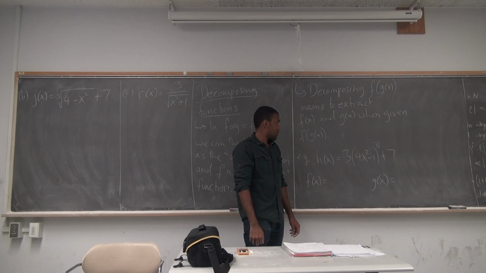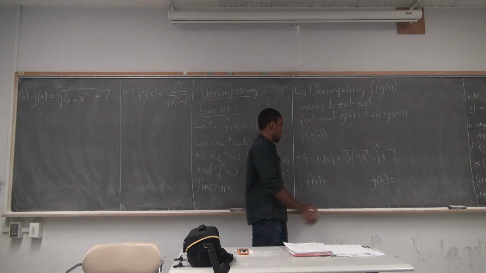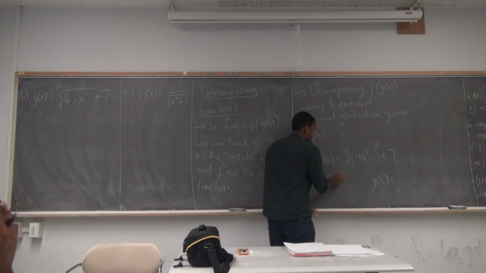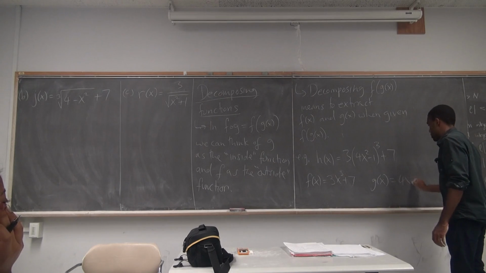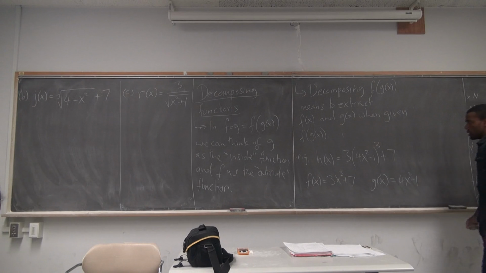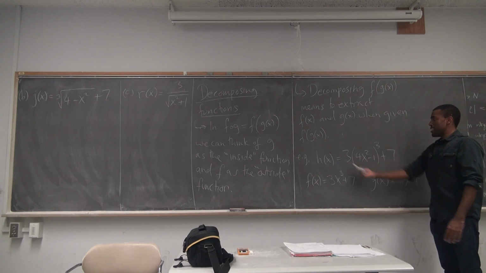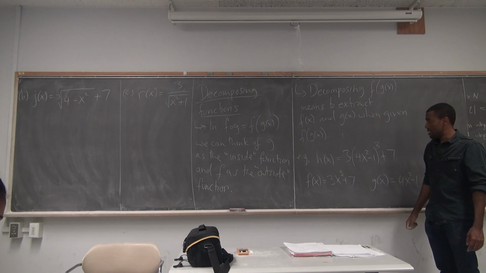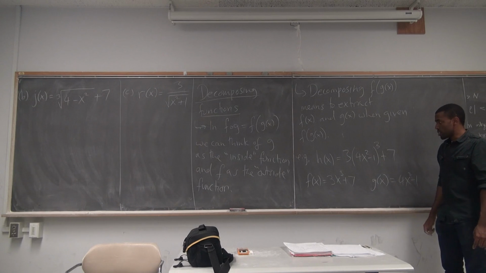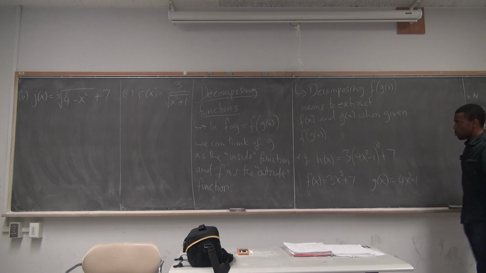f of x is 3x to the third plus 7. And g would be 4x squared minus 1. Now, there's no unique way to do this. I could have cheated and said f is this and then g of x is just x. That would also be a correct answer. But you want to do it in the more obvious way.